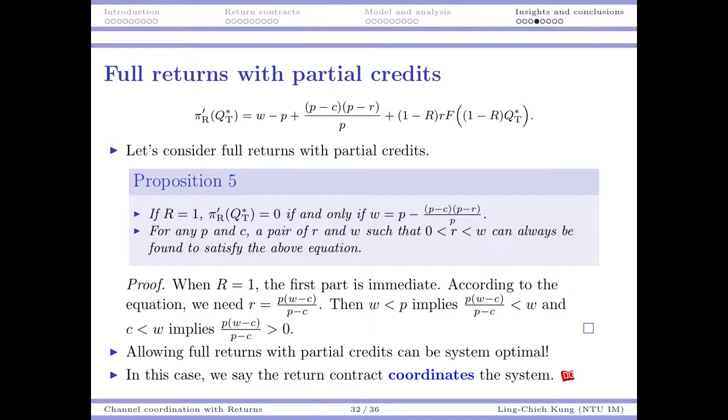So that means, as long as your W is less than P and greater than C, your R, according to this formula, will be greater than 0 and less than W, which is reasonable. Okay? So we just need to allow full returns, and then as long as we set up the partial credit according to this formula, it will be system optimal. Okay, and then we say the return contract coordinates the system. So this result is significant. We have shown that as long as we allow full returns with partial credits, then it is possible to find system optimal coordinating return contracts.